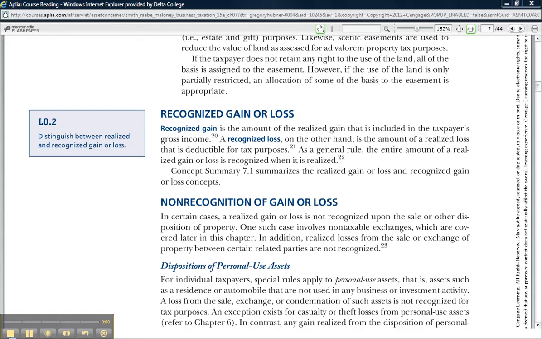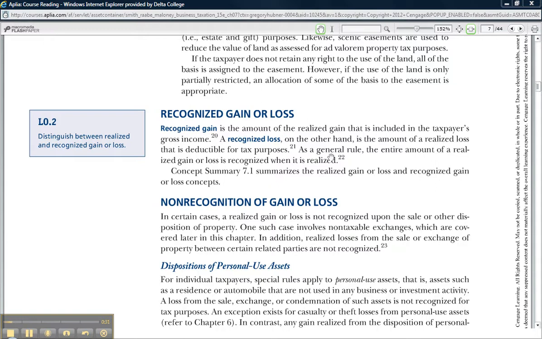Objective 2 gets into discussions between realized and recognized and the difference between the two of those terms. We already talked about realized as being the term for whenever you engage in a transaction with a party and you sell some property, you are going to have a realized gain or loss on that transaction. Recognition means that amount or that item is going to go on your tax return. Okay, so that's the difference between realized and recognized.